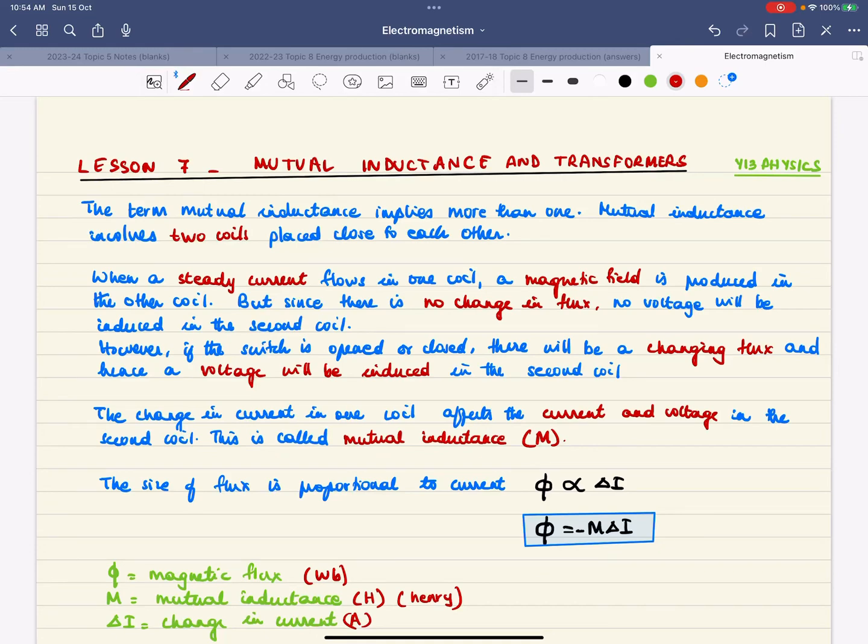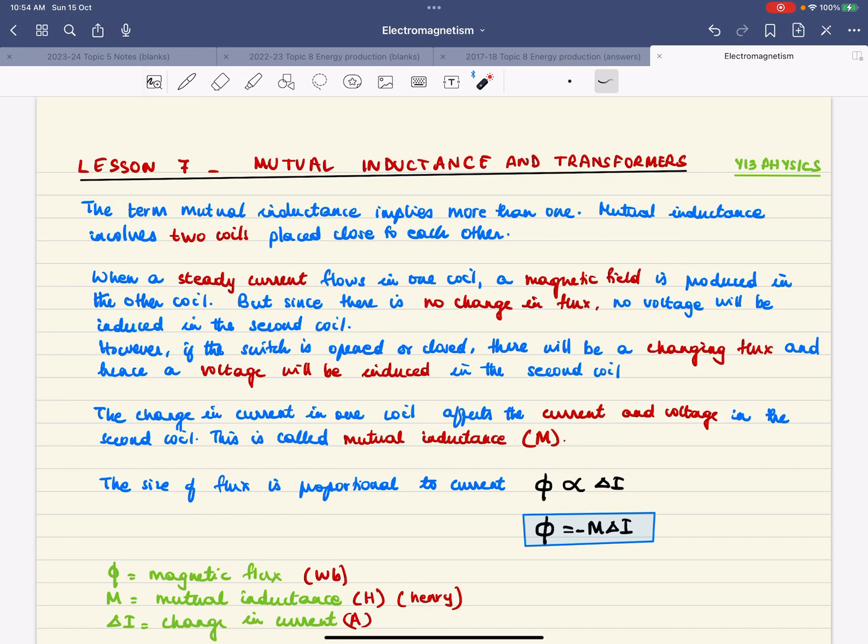Unit 7 on electromagnetism for Year 13, and this lesson is on mutual inductance and transformers. Now, the term mutual inductance implies there's more than one thing happening here. Mutual inductance involves two coils placed close to each other. When a steady current flows in one coil, a magnetic field is produced in the other coil.